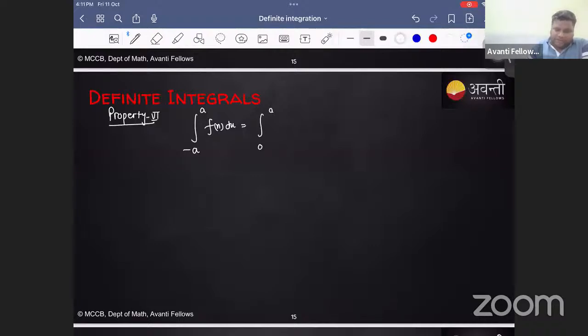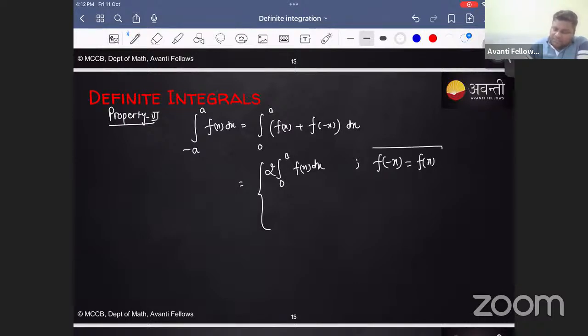So minus a to a fx dx will be 0 to a fx plus f of minus x dx. Now, if f of minus x is equals to fx, then it will be integration 0 to a of fx dx. This is the property for an even function. Fx is even function.